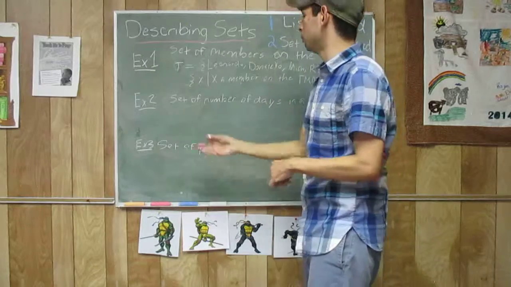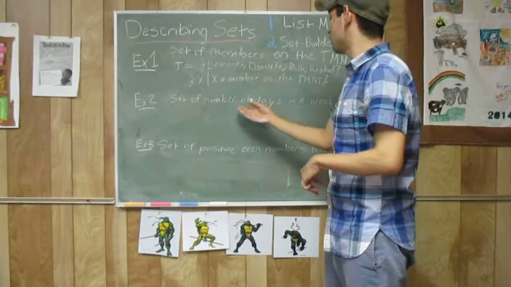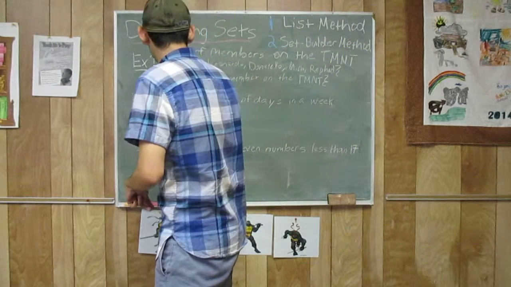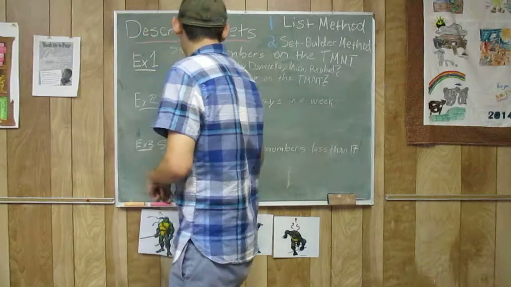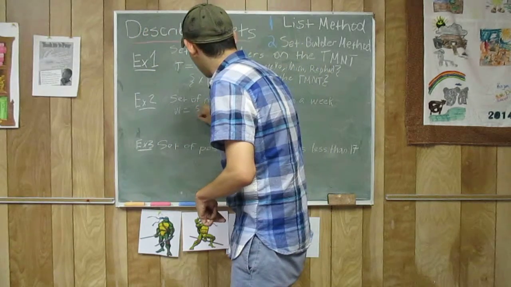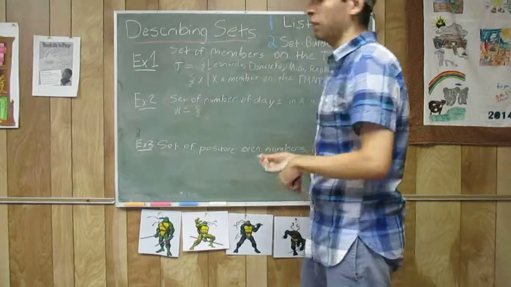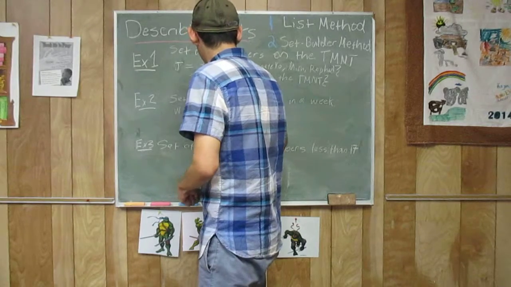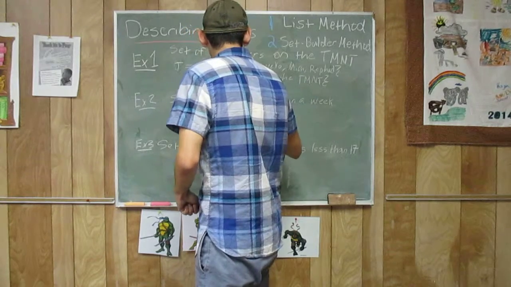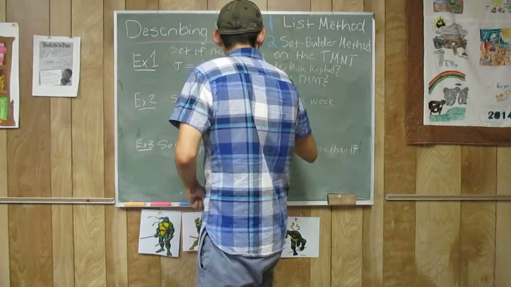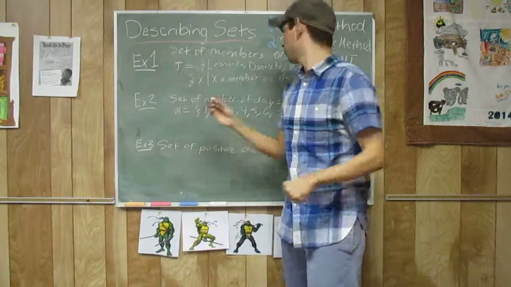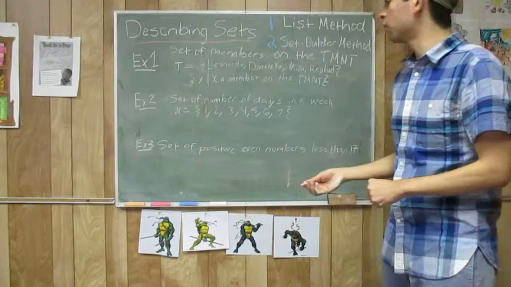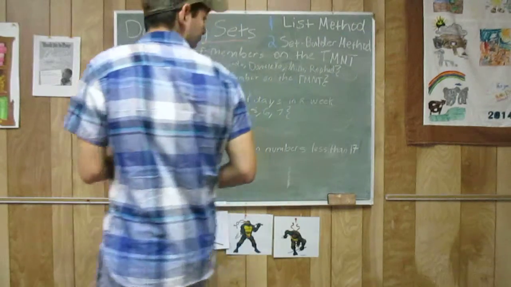Okay. Let's move on to number 2. The set of the number of days in a week. We'll call it W, for week. Going back to the dice, how many days are in a week? We know that it's 7, so we would simply write out, separated by commas, 1, 2, 3, 4, 5, 6, and 7, and close it. Simple enough, hopefully everyone can understand. If you don't, raise your hand and we can go over it.